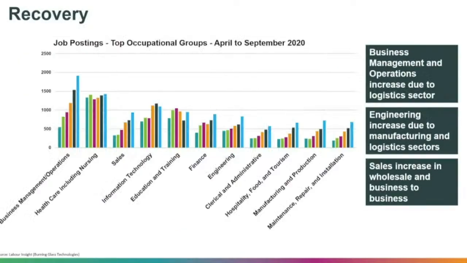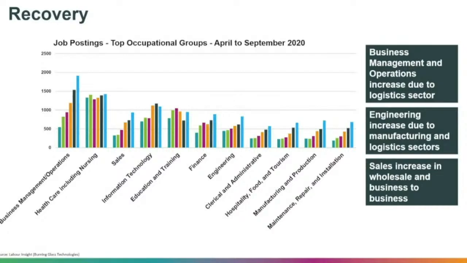And then if we look in a bit more detail at the different occupations and the smaller occupational groups within those previous groups, you can see the growth that we've had. So this is from April to September. Even hospitality, food and tourism has got a little bit of growth within it.